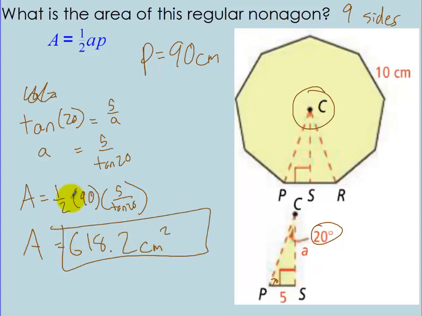So that's my area. I have to plug all those into a calculator. Tangent of 20 is not a special case, so you really just have to plug it in and have a calculator handy. And that's my area.